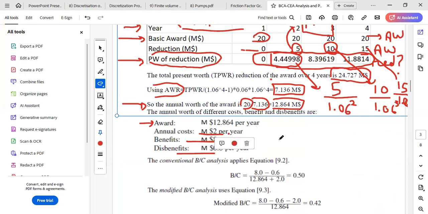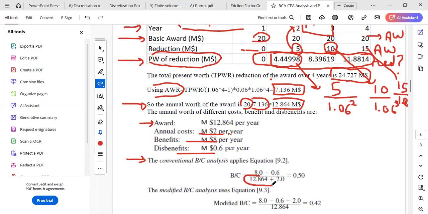Now I am ready to apply the two methods to calculate the benefit to cost ratio. So first, for the conventional method, as we said, in the conventional method, we consider any operational and maintenance cost as part of cost in the denominator. So we just have to do then benefits minus the disbenefits. So it's 8 minus 0.6 over summation of the award cost and the annual cost. So we get a ratio of 0.5, which is smaller than 1.